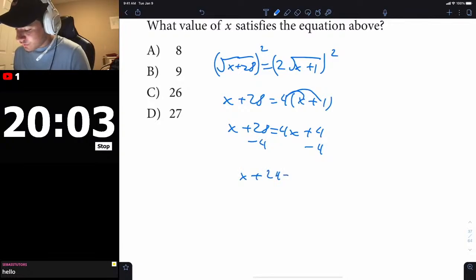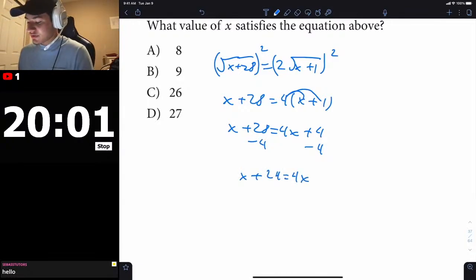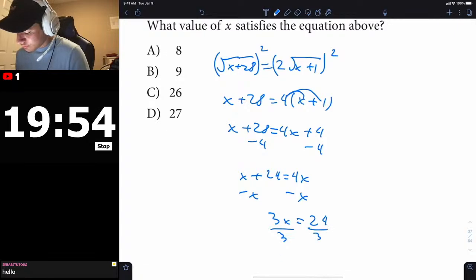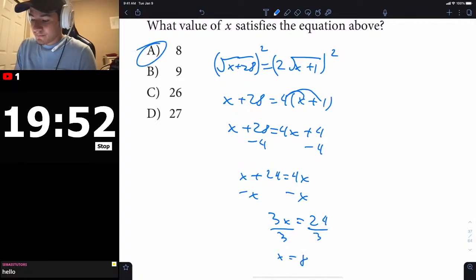X plus 24 is equal to 4x. Then I'm going to subtract x. 3x is equal to 24. Divide by 3 on both sides. X is equal to 8. Cool.